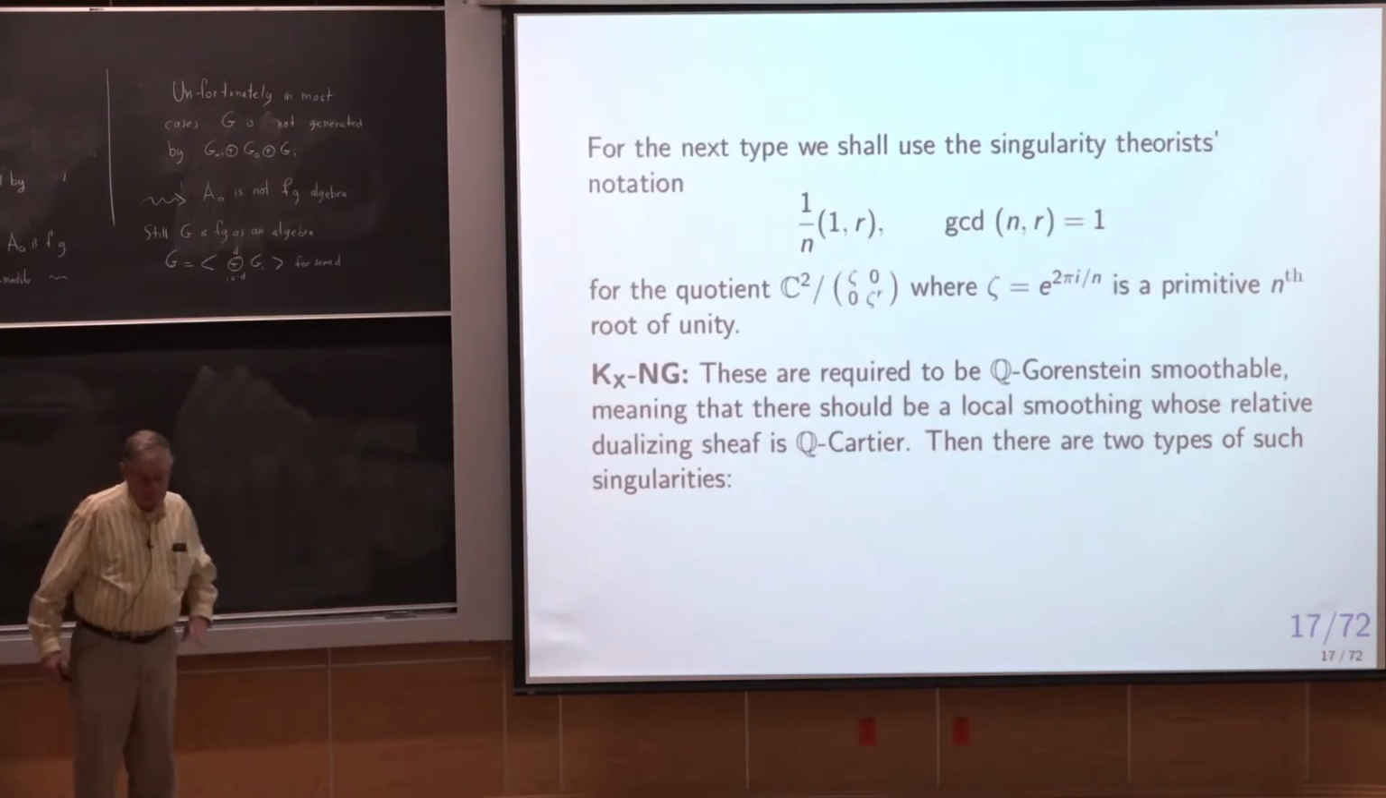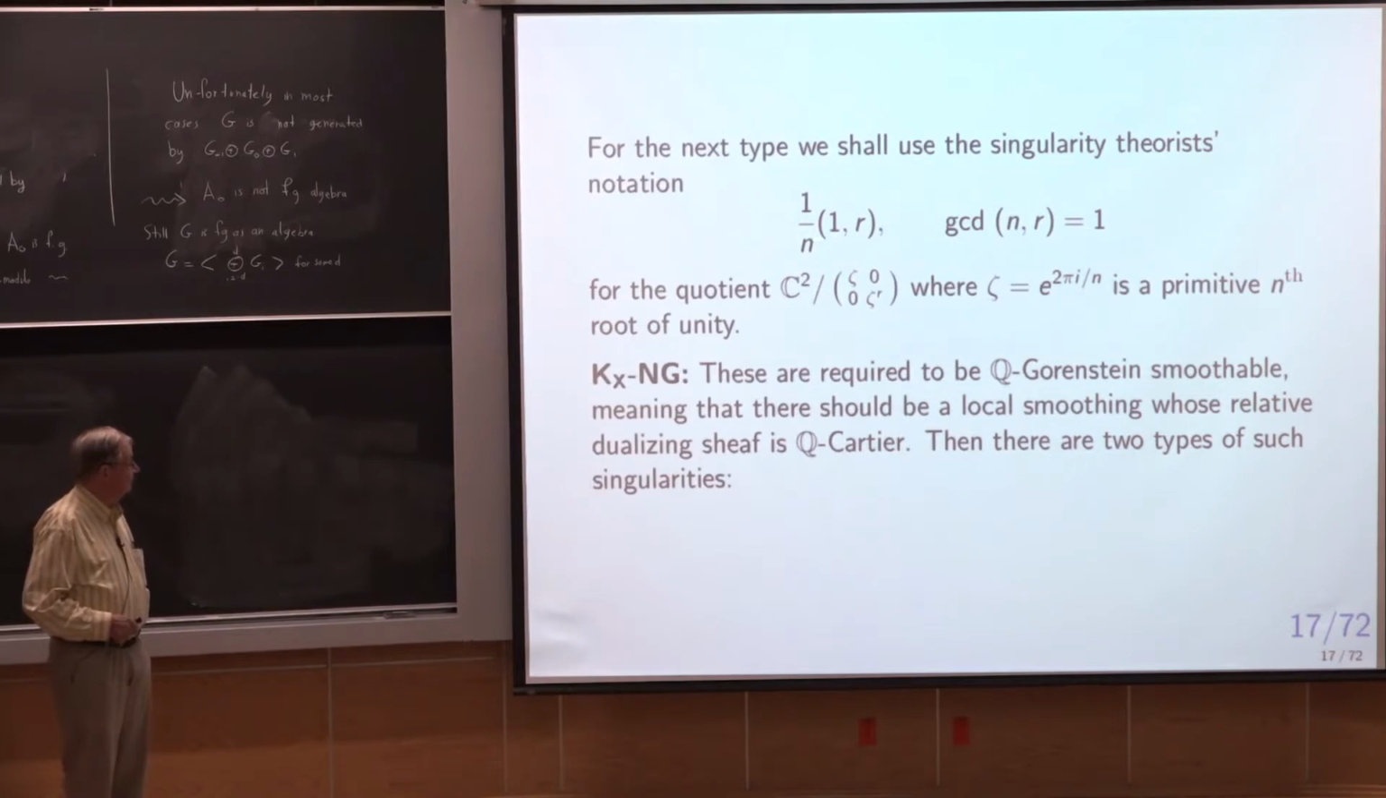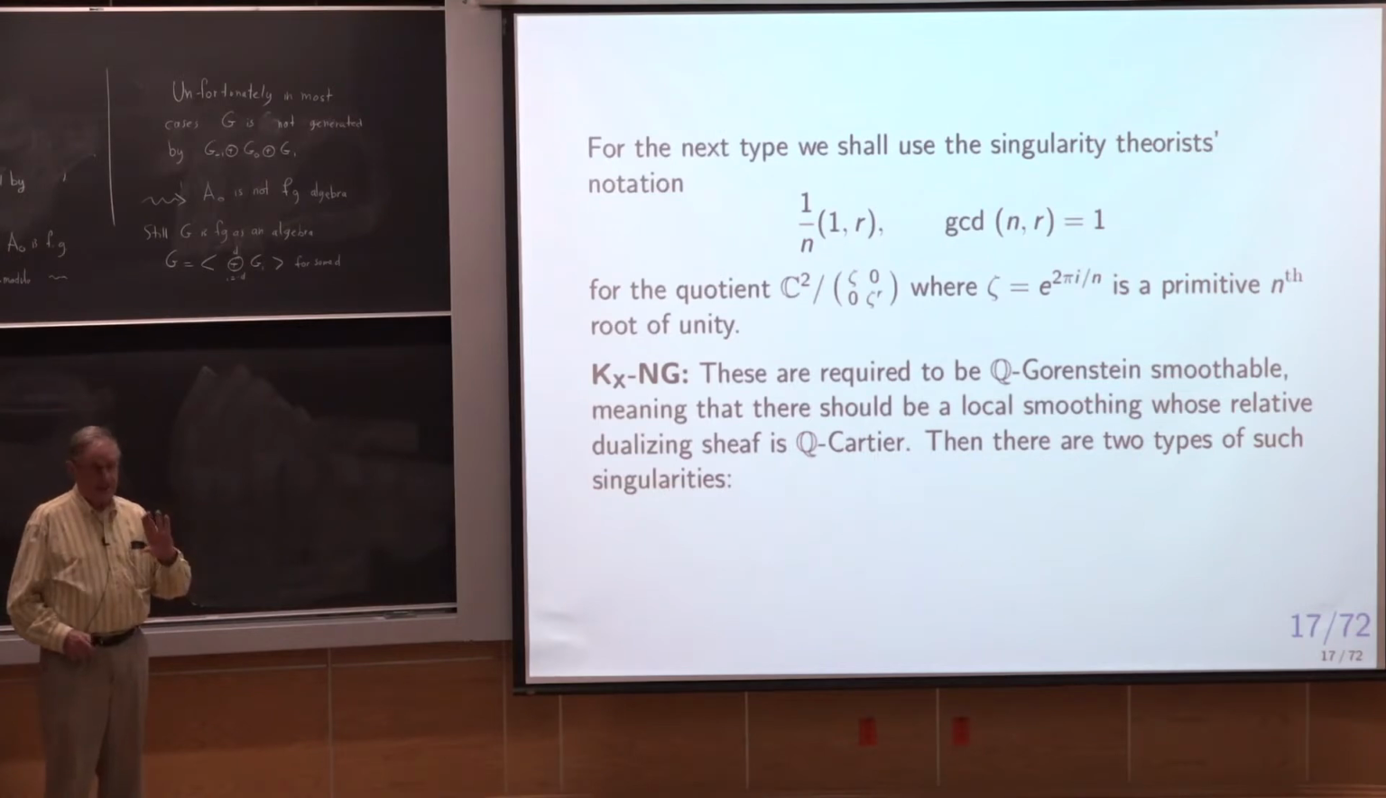The next type are what the singularity theorists use. This is their notation. These are quotient singularities. They're quotients of C^2, or analytically, they're quotients of C^2 by finite groups, as explained here.